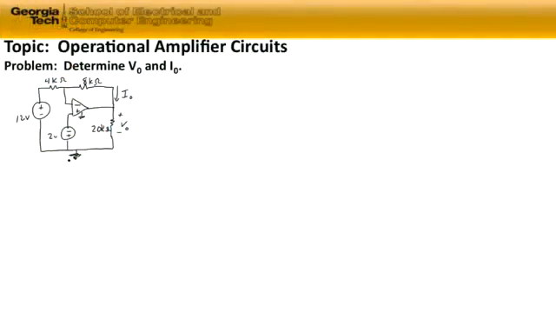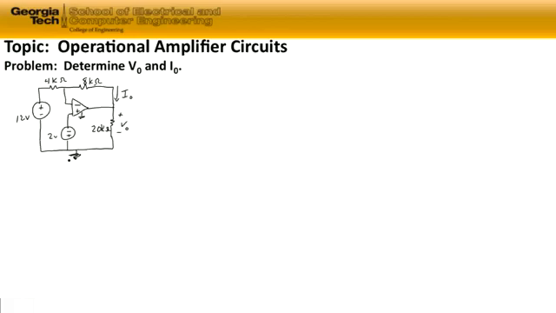The topic of this problem is operational amplifier circuits. And the problem is to determine Vout and Iout in the circuit shown below. The circuit has an op-amp. It has two voltage sources, a 12 volt and a 2 volt source, and three resistors associated with it. What we want to do is use the properties of an ideal op-amp in order to help us solve this circuit.